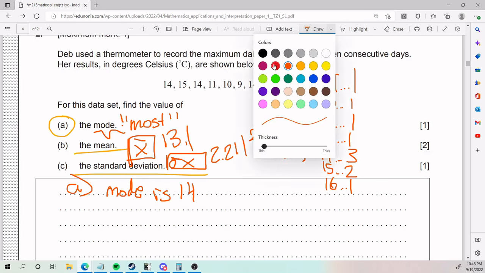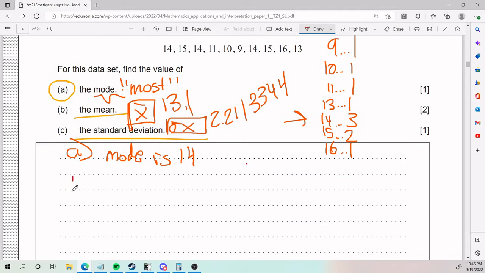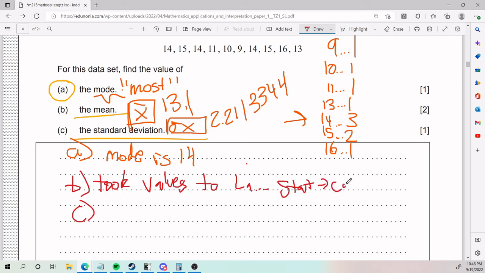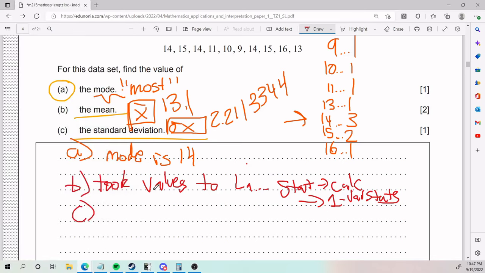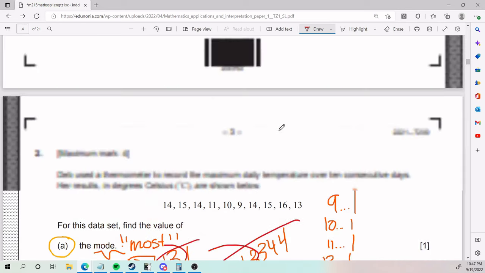If you're worried about getting full credit, for parts B and C, you need to literally say something like, took values to L1 and then stat calc, one var stats. What you're doing here is describing to whoever's grading what steps you took on the calculator. Trust me, that is good enough. That's what I did on my B exam. I got full credit, all good. So that's why you put it for part B, part C. And of course, you put the answers. All right, so that is number two.